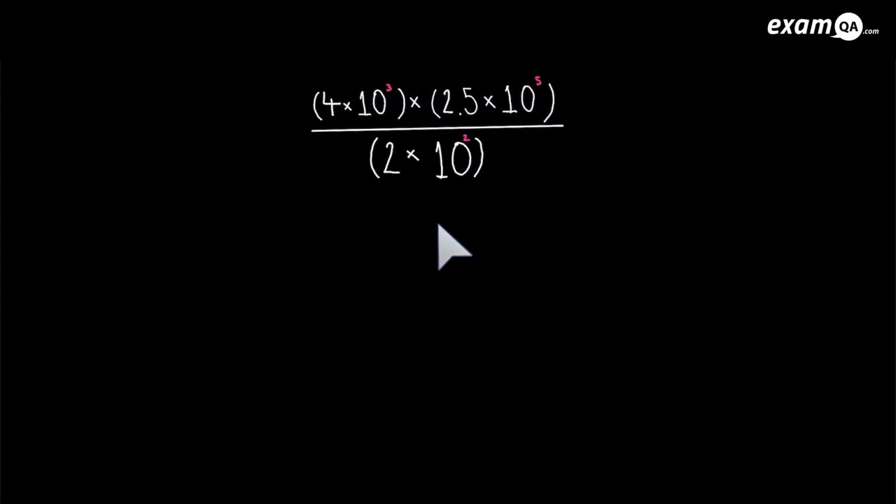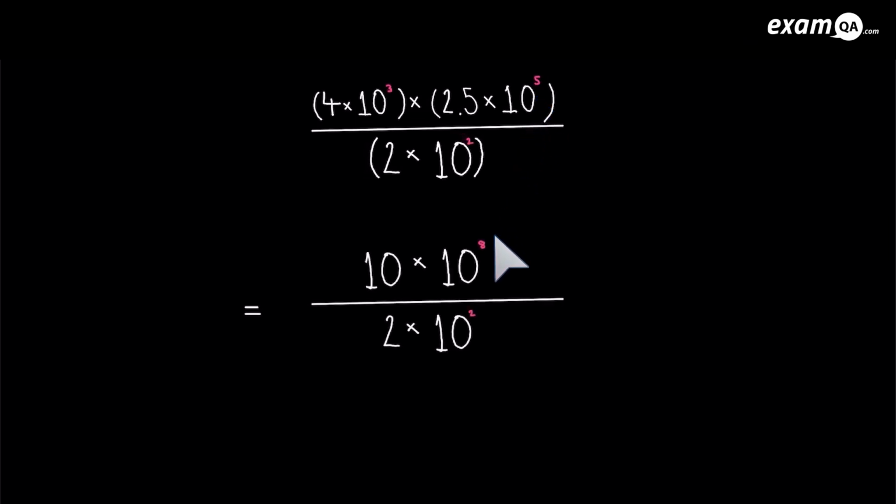So here we've also got a division involved. Now, it'll probably be best to simplify the top first. Like the previous example, everything is multiplying each other, so the order doesn't matter. So we can do 4 times 2.5 first, which is 10. And then we have 10 to the power 3 times 10 to the power 5. And in that case, we simply add the powers, giving us 10 to the power of 8. So the top now becomes 10 times 10 to the power of 8.